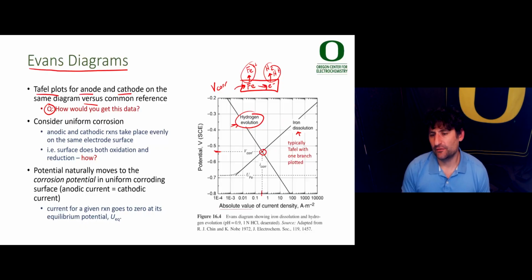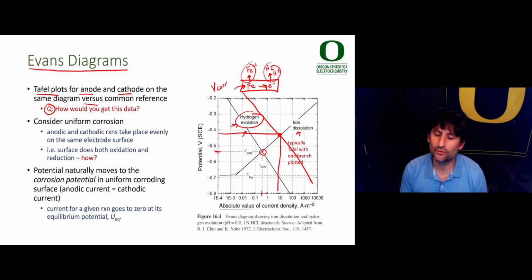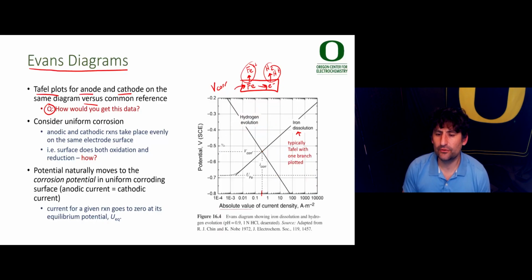For example, if I improve the kinetics of hydrogen evolution, if I made this a much better hydrogen evolution catalyst, the curves would cross over here and the mixed potential would be different and the corrosion current would go up. So it really depends on the kinetics of both reactions, where these two Tafel plots intersect. What's interesting here is the surface is simultaneously doing both oxidation and reduction.